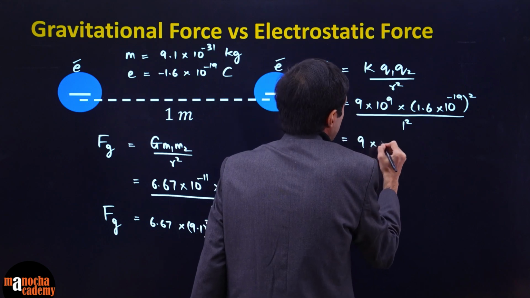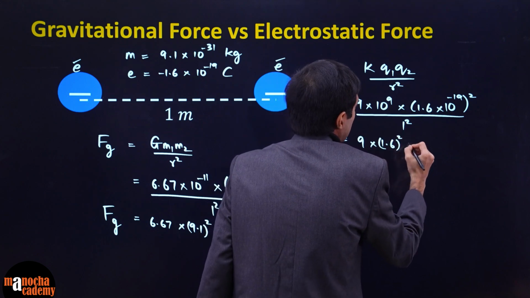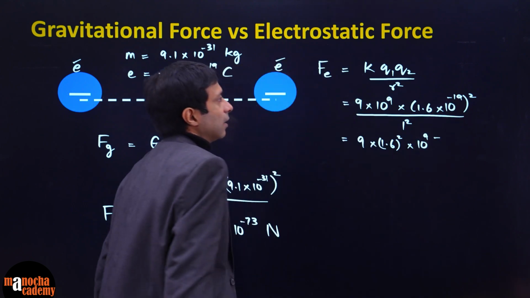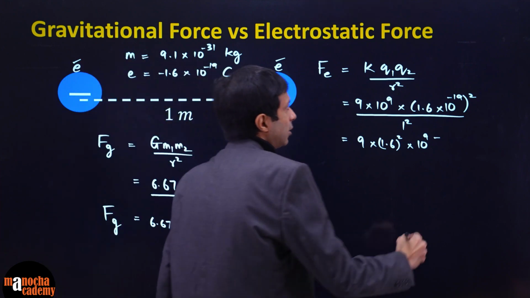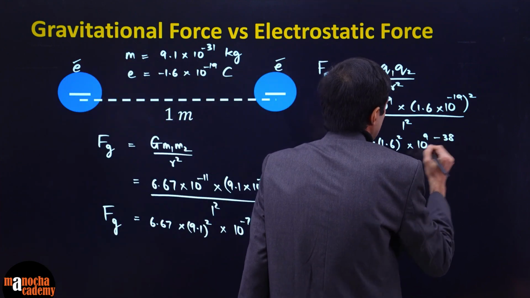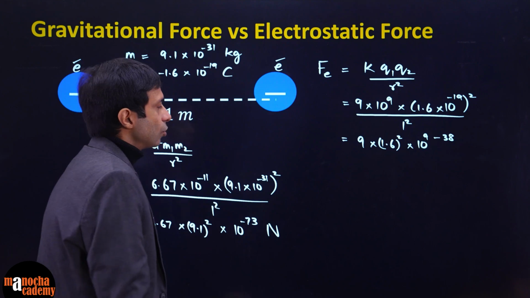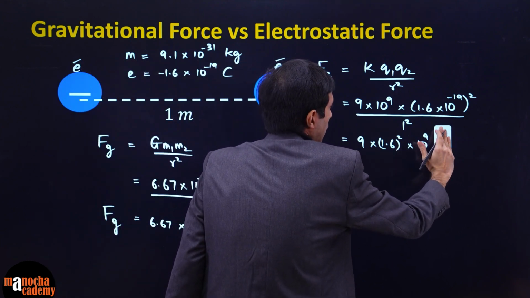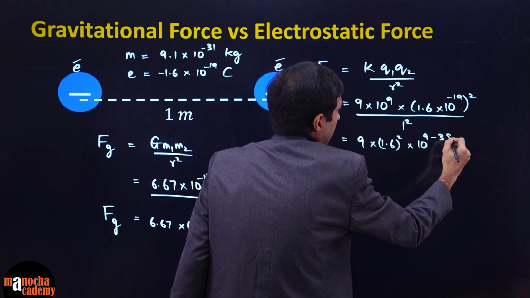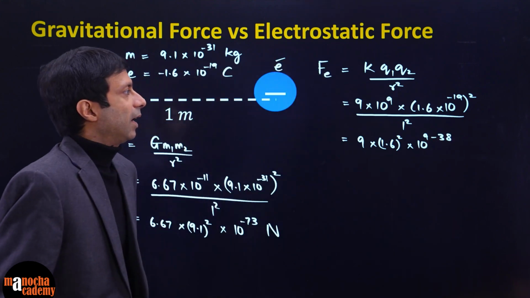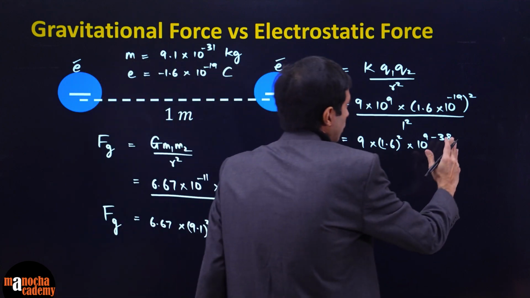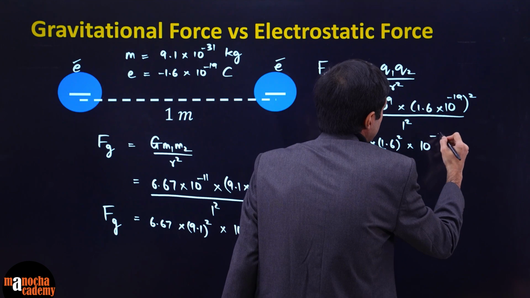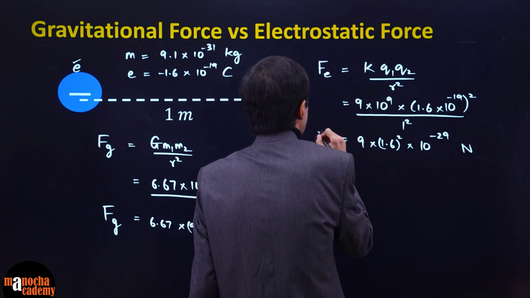We get 9 times 1.6 squared times 10 to the power 9, and this is 19 times 2 is 38, so we are getting a minus 38 here, divided by 1, okay? So if you do this, what does this value end up to? 9 minus 38, so 9 minus 39 would be minus 30, so I think that's minus 29 here, 10 to the power minus 29. And the unit is Newton, so this is the electrostatic force.